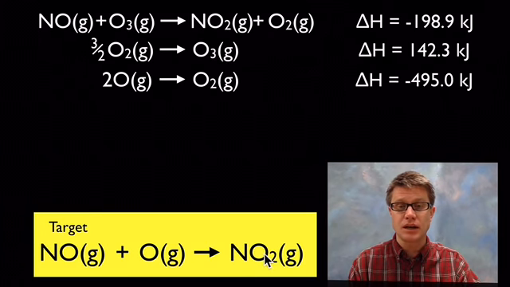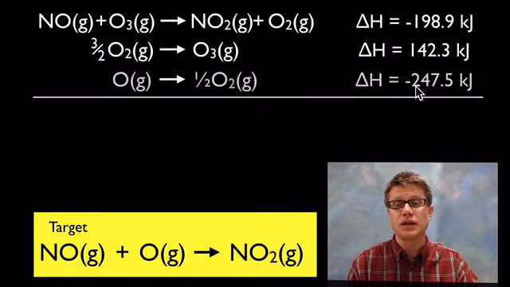What am I missing then? I got my nitrogen dioxide on the right side. Well, you can see here that I really want just one of these on the left side. And so what I could do is I could take that whole equation times a half. Well, if I take that whole equation times a half, what's going to happen to my delta H? I'm going to have to take that times a half as well. Okay, so let's see how we're doing so far. I got my ozones. I can get rid of those.